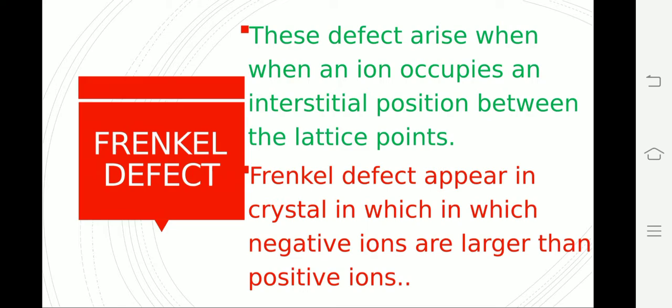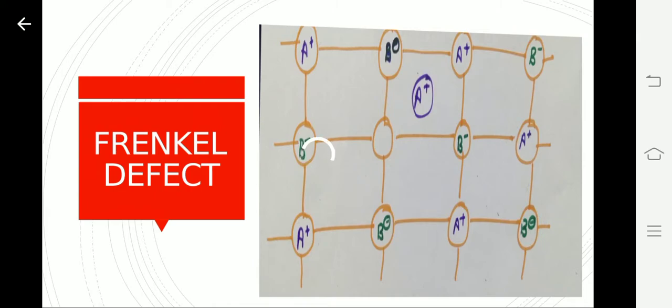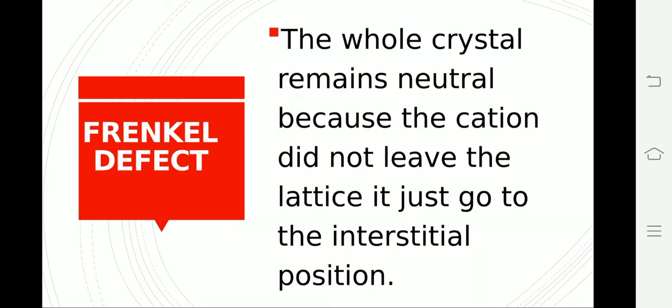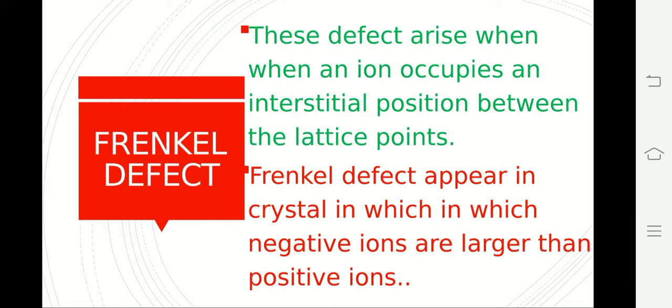So now the question arises, what is an interstitial point or position? As you can see in the diagram, these empty places between the ions of a lattice are called interstitial positions. And when an ion leaves its original position and comes into these interstitial positions, then this type of defect is called Frenkel defect.